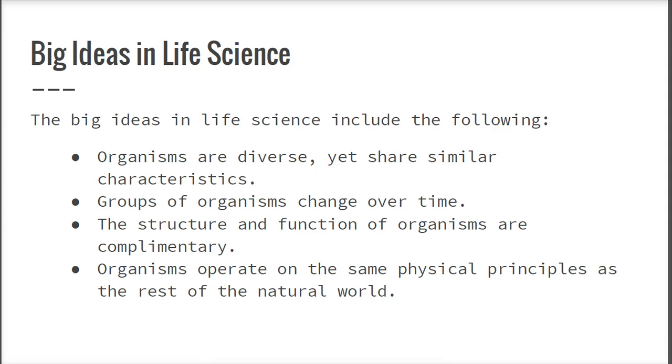Big ideas in life science. The big ideas in life science include the following. Organisms are diverse yet share similar characteristics. Groups of organisms change over time. The structure and function of organisms are complementary. Organisms operate on the same physical principles as the rest of the natural world.